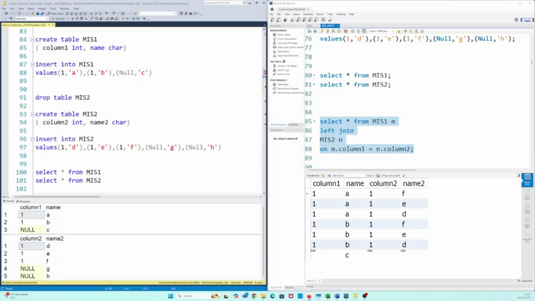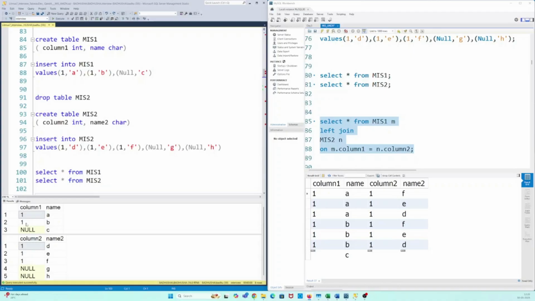So the rows with null will not match. That's why here we have, for the left join, 7 rows. All the records from the first table will be taken. So see, 1A is matching with all these three 1s. So for 1A, D, E, F will be coming: 1A has 1D, 1A has 1E, 1A has 1F.